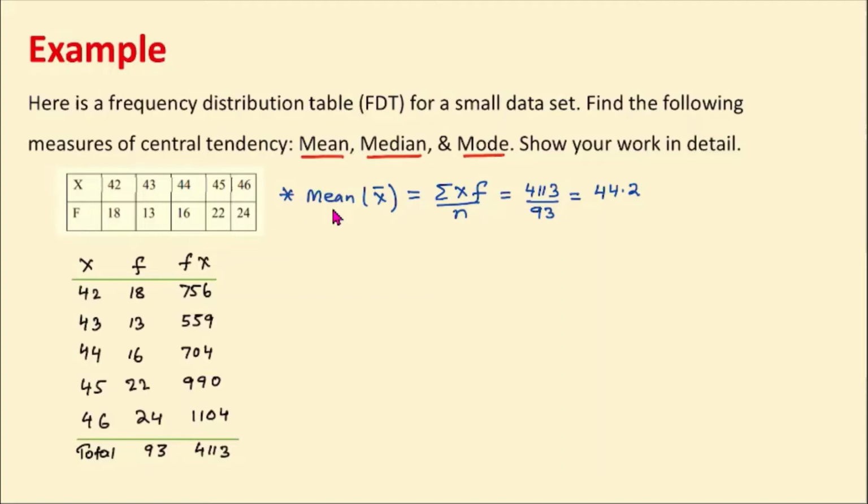So all we need to do in order to find the mean is find F times X, add them together, and divide that by the total number of observations. Now, next one, we need to find the median. When we say median, denoted by MED, it's the middle value in the observation.